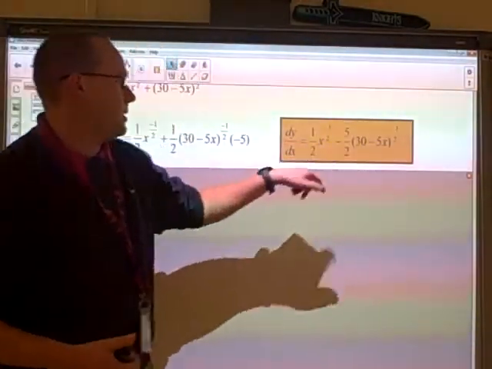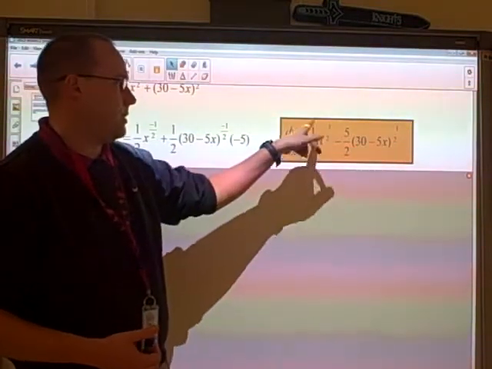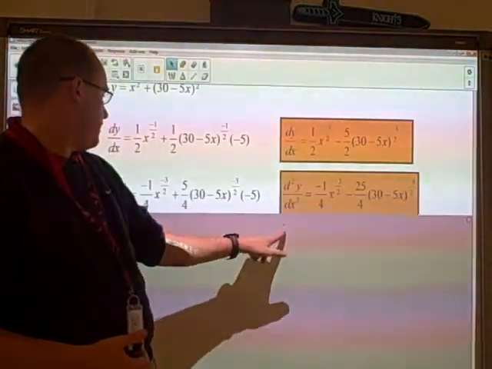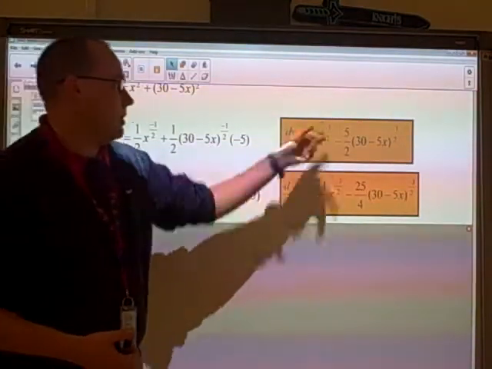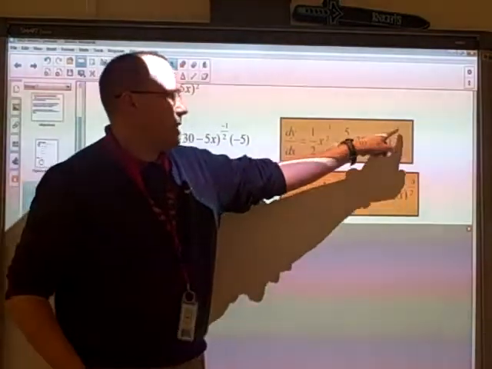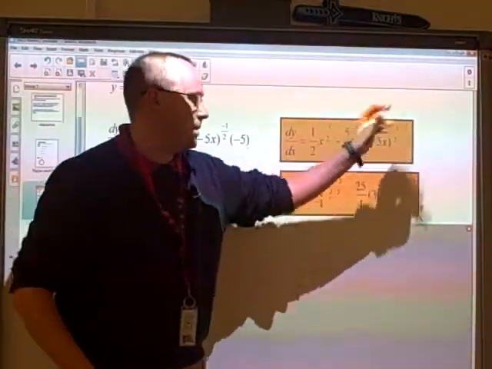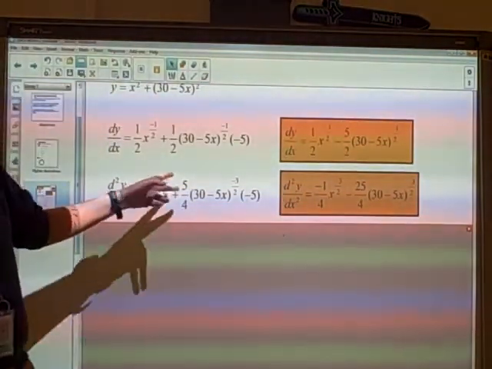So if we differentiate this, bring the negative half to the front, decrease the power by 1, negative a half times a half is negative 1/4. And negative a half take away 1 is negative 3 over 2. When we're doing this one, remember to do the chain rule again, bring the power to the front and multiply. 2 negatives make a positive, 5 over 2 times 1 over 2 is going to give me 5 over 4.